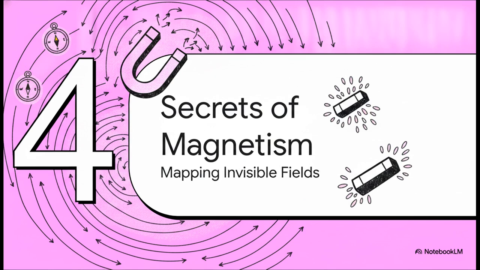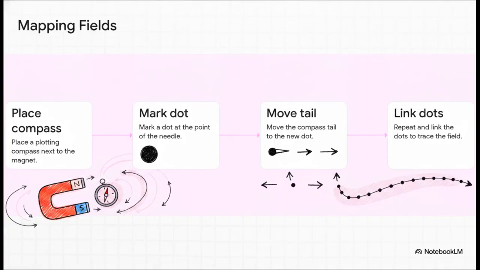All right, Section 4, the secrets of magnetism. Time to map out some completely invisible fields. Because magnetic forces are completely invisible to us, we have to rely on some clever experimental tricks to map them out in the real world. You can actually do this at home.